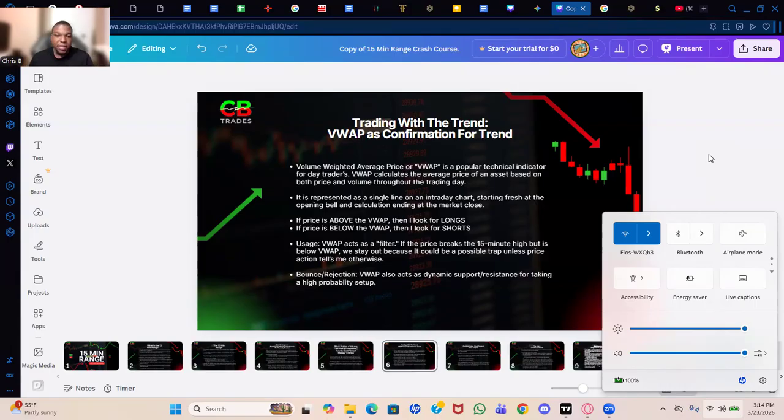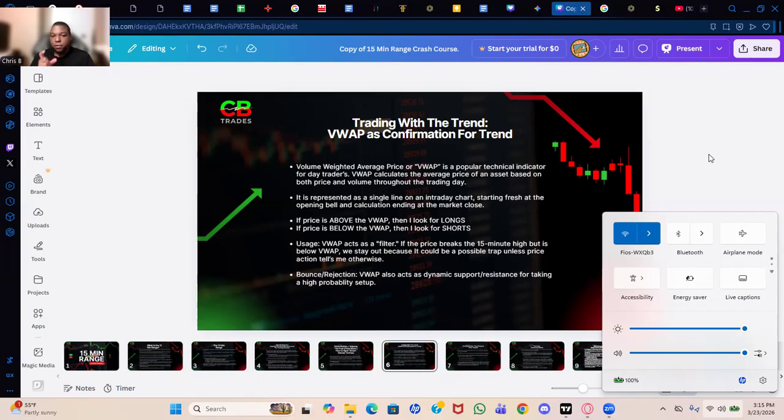Now, like I said, it's just an indicator. It's not the absolute end all be all. I use it in conjunction with the strategy of the 15-minute opening range, just so that I stay on the right side of the trend until the trend changes intraday. So the VWAP is just used as a filter for me. If price breaks the 15-minute high but is below the VWAP, me personally, I tend to stay out because it could be a possible trap, unless price action tells me otherwise.